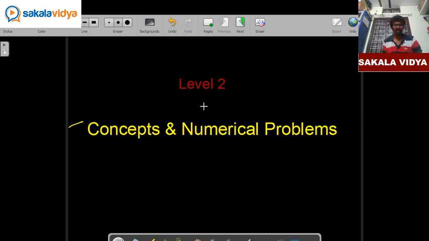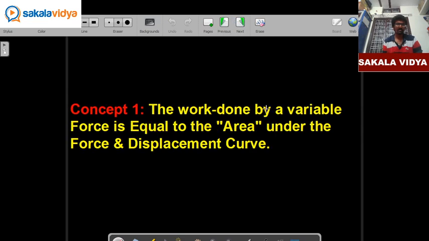In today's session, let us have some brief discussion on level 2 concepts and numerical problems in our work, power, energy. Okay, let us go for the first concept. The work done by a variable force is equal to the area under the force and displacement curve. So, the work done is equal to area under the curve.